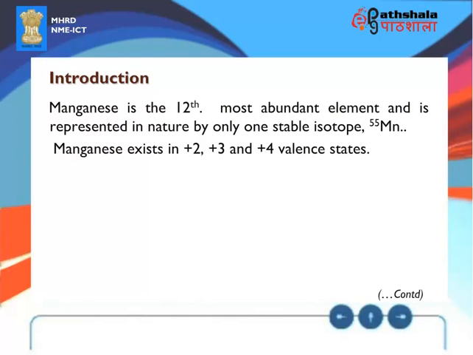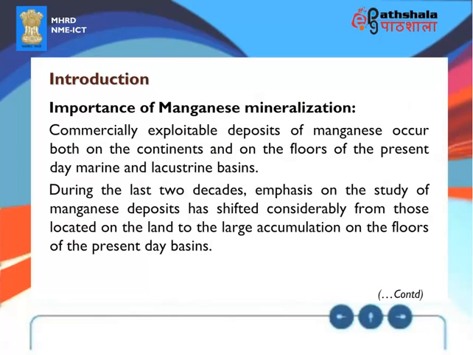Introduction. Manganese is the 12th most abundant element and is represented in nature by only one stable isotope, manganese-55. Manganese exists in +2, +3 and +4 valence states. Importance of manganese mineralization. Commercially exploitable deposits of manganese occur both on the continents and on the floors of the present-day marine and lacustrine basins.